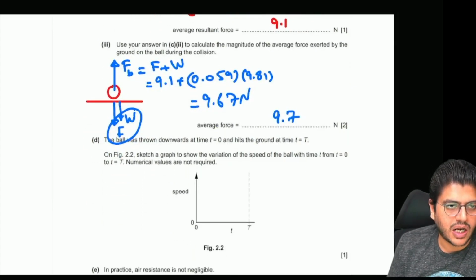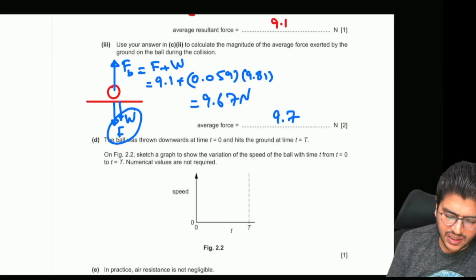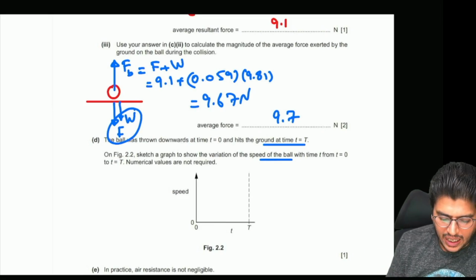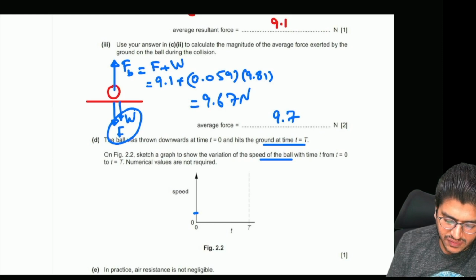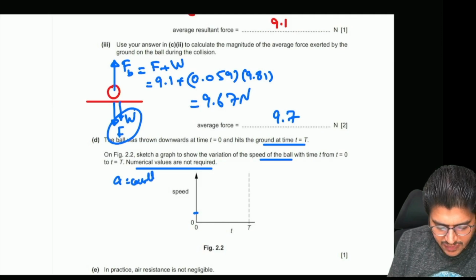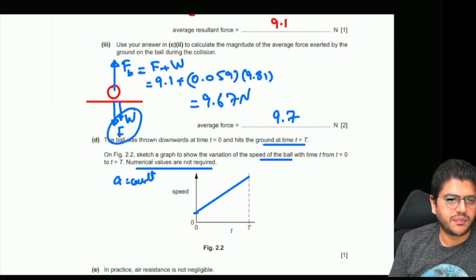I hope this is clear. The ball was thrown downwards at t is equal to 0 and it hits the ground at t is equal to t. Sketch a graph of the speed of the ball. Direction does not matter. And you started off with some initial speed. They've said that the numerical values are not required. You knew that air resistance was negligible, so acceleration was constant. So this is simply going to be a straight line from here to there.